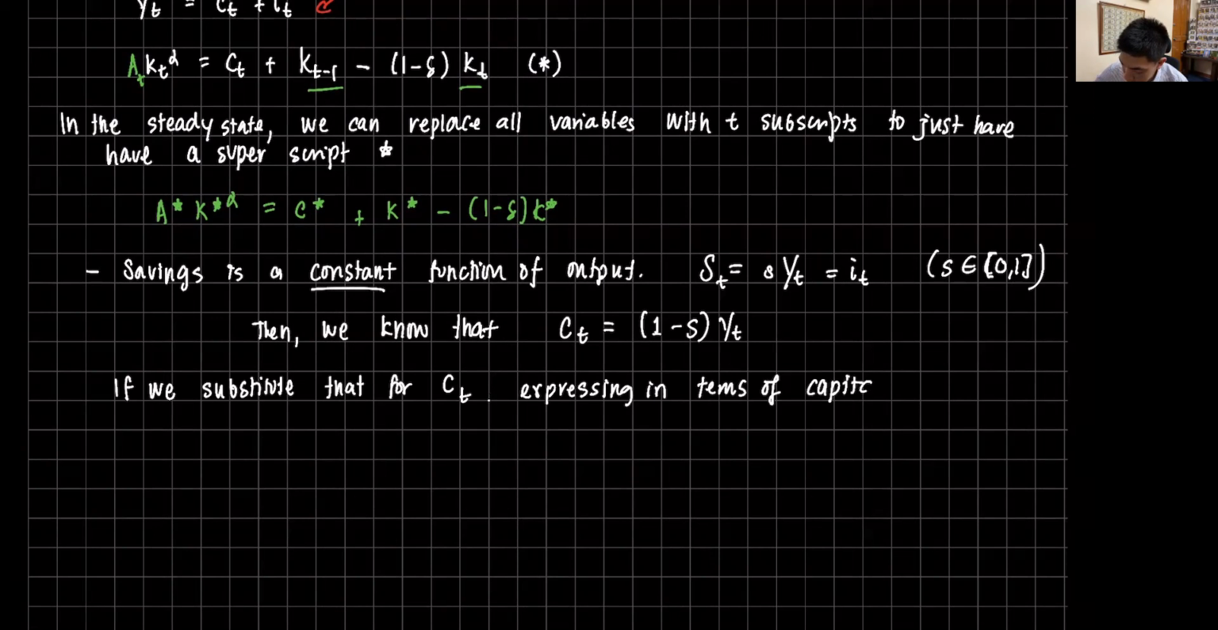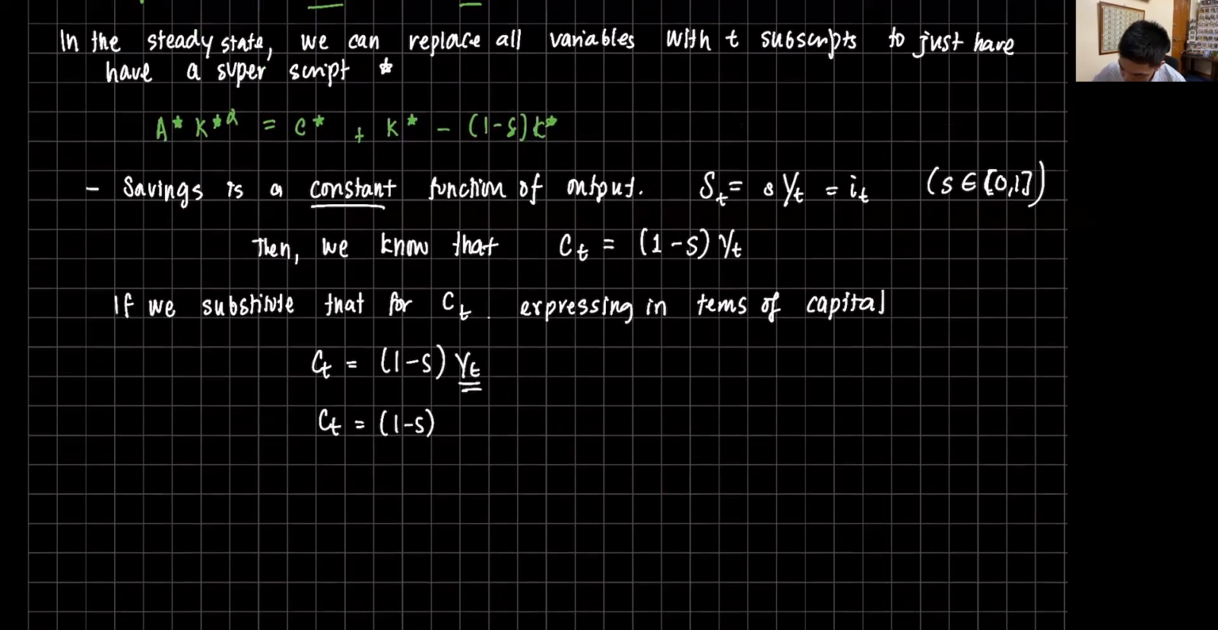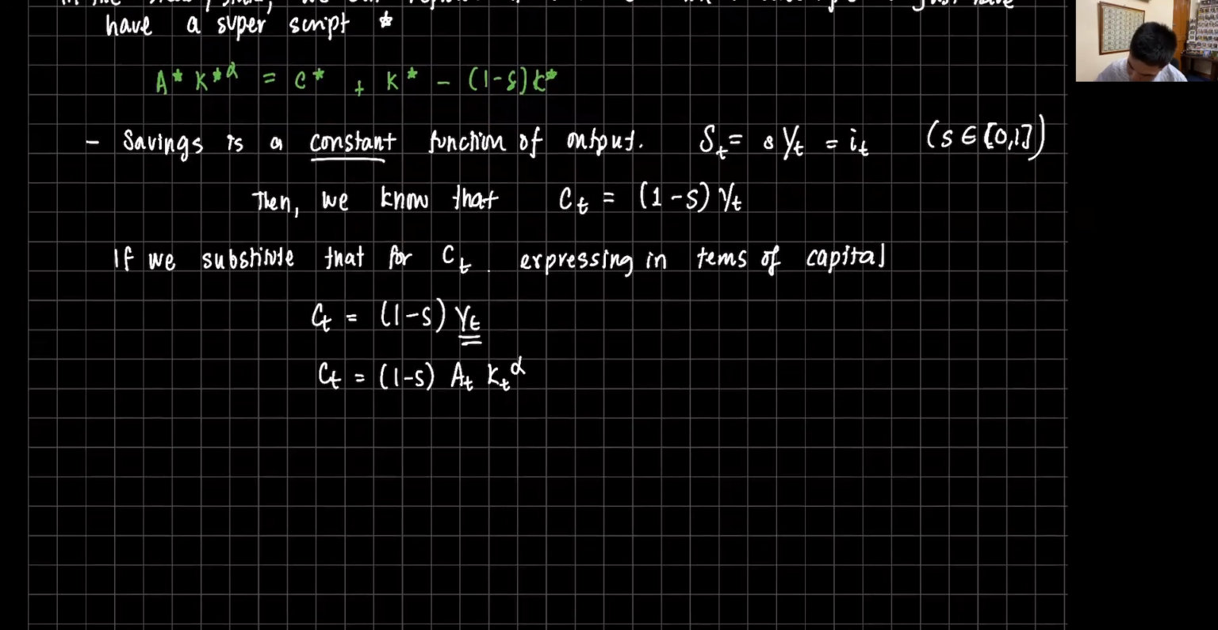So just to get you to know what I mean here, C_t is equal to 1 minus S times Y_t. But Y_t is going to be A_t times K_t to the alpha. At the steady state, we have C star is equal to 1 minus S times A star K star to the alpha, right?